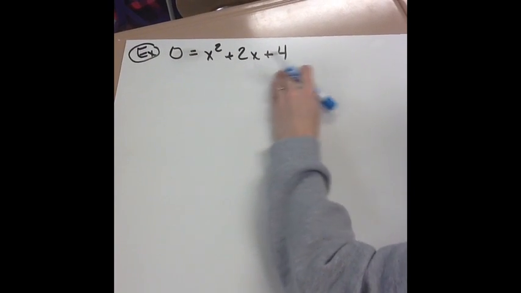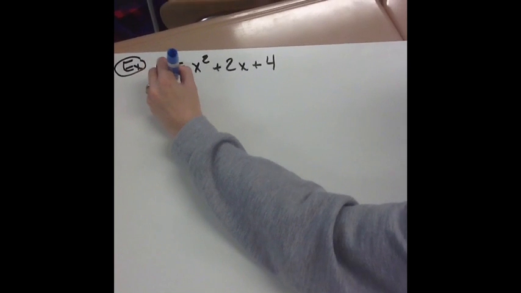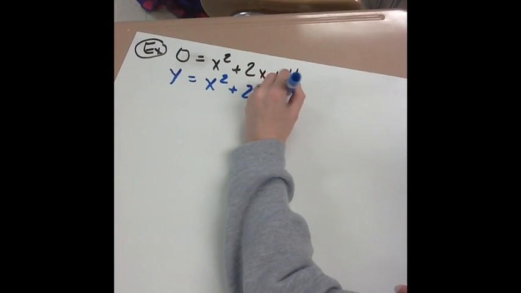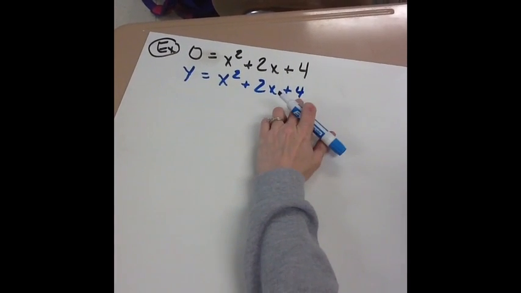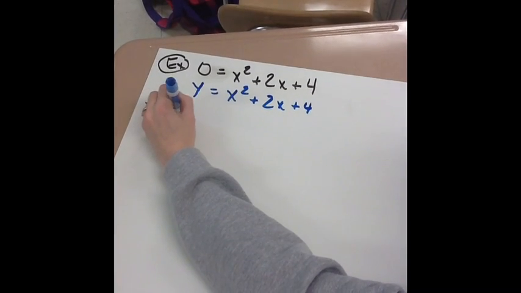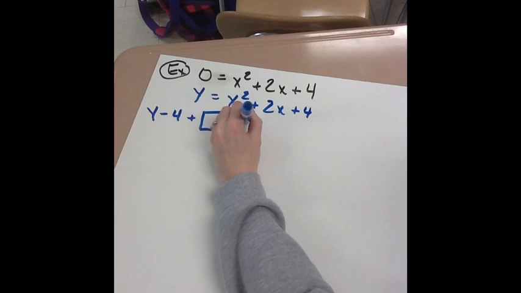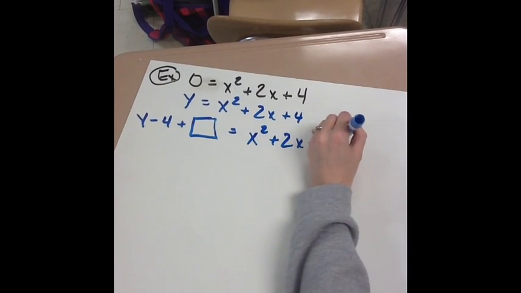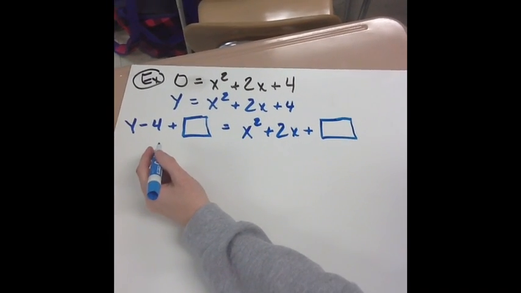I've got 0 equals x squared plus 2x plus 4. The first thing we ought to do is make sure we have it written as y equals. So we're at y equals x squared plus 2x plus 4. Now the next thing that we're going to do is move our constant over. So I always write it like this, y minus 4, and I put an empty spot. We're going to fill it in later, and I'll show you with what. Equals x squared plus 2x, and we're going to have another empty blank that we'll fill in a minute. So that's moving the c over.